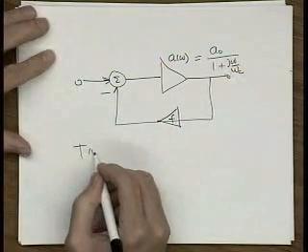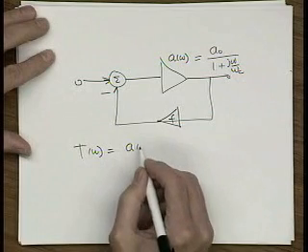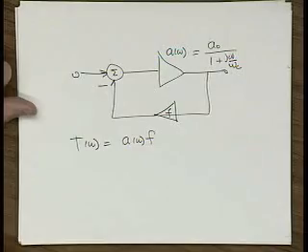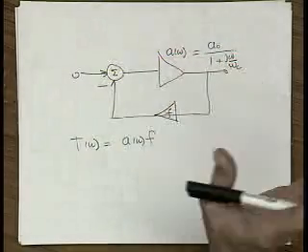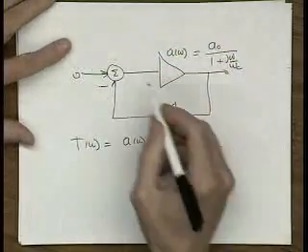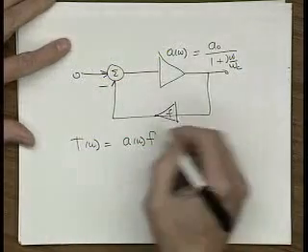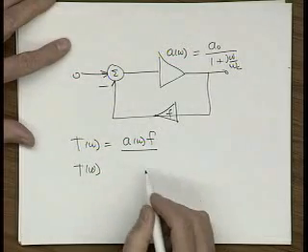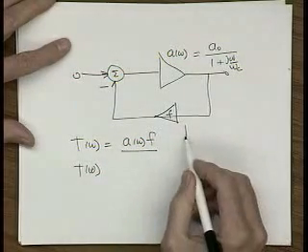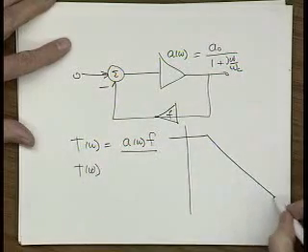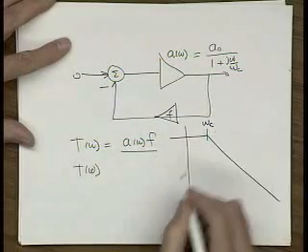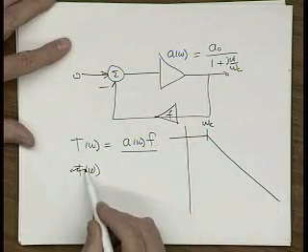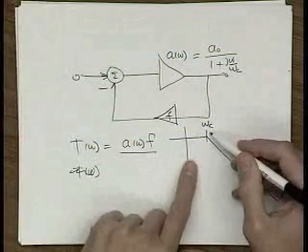So the loop gain of this thing is equal to A of omega times F. What I've calculated, if you look back in your notes, if we look at the loop response, T of omega, and we plot that, what's it going to look like? Here's omega compensation, and that's what it is.